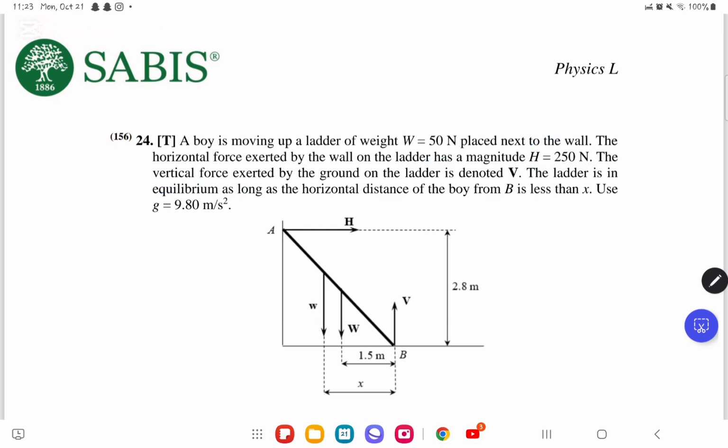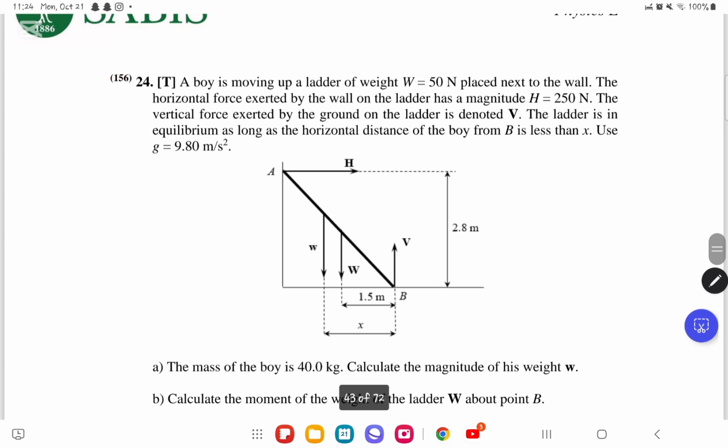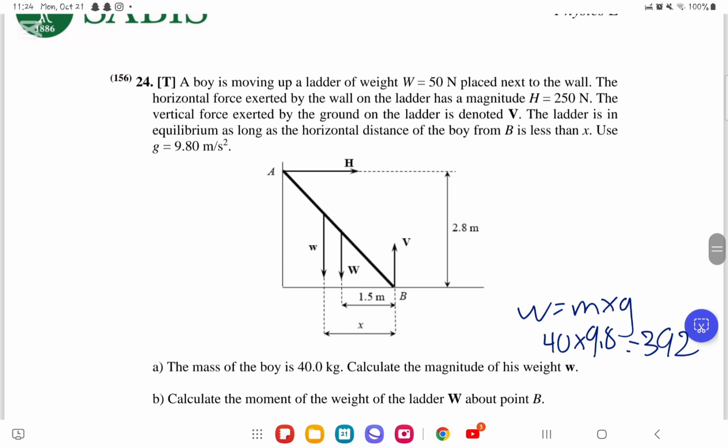So let's go down. What's the first thing that they asked us? They told us the mass of the boy is 40 kg. Calculate the magnitude of his weight. Very simply, weight is equal to m times g. 40 kg times 9.8, so his weight is 392 newtons.